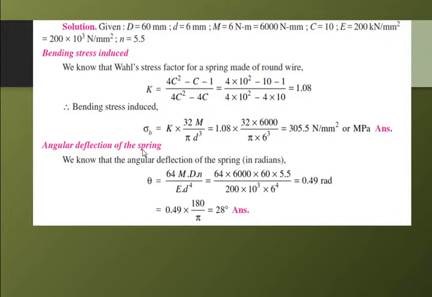And the angular deflection of the spring will be theta is equal to 64 M D n by E d power 4. Substitute all the values from the given data, you will get theta as 0.49 in radians. If you use this equation, you will get theta in radians. If you want to change to degrees, multiply by 180 by pi, then you will get 28 degrees. This is a problem from helical torsional springs.